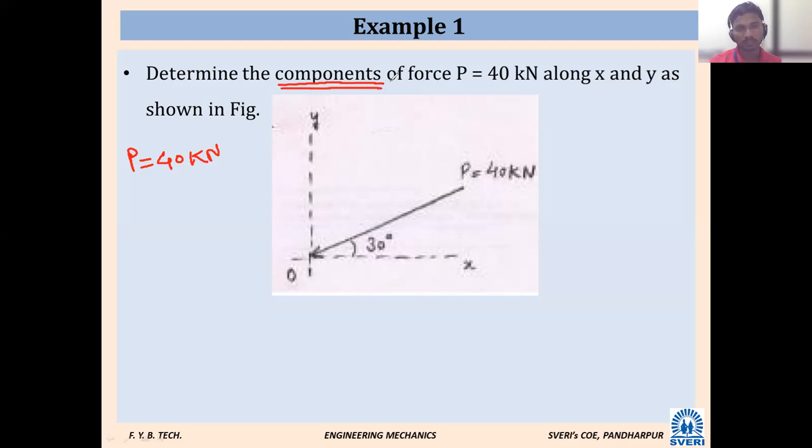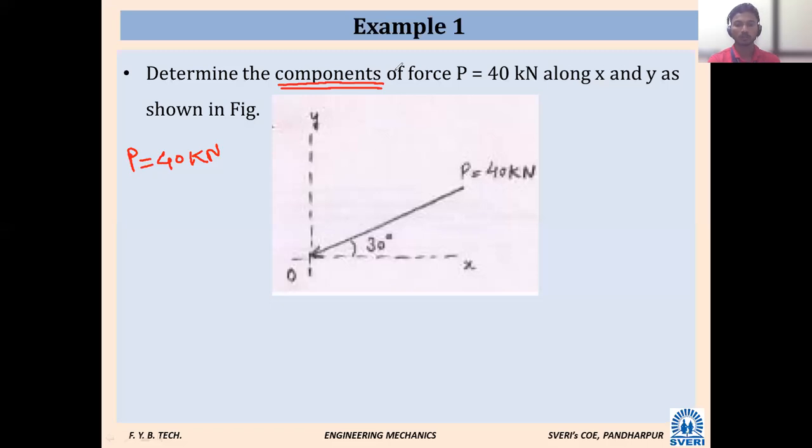Means in this problem, what we are supposed to do, resolution or resultant? Resolution. Determine the components. For force P equal to 40 kilonewton, we want to calculate its components. This is a process of resolution, and for any force there are two components. We are going to resolve a force into its two components.